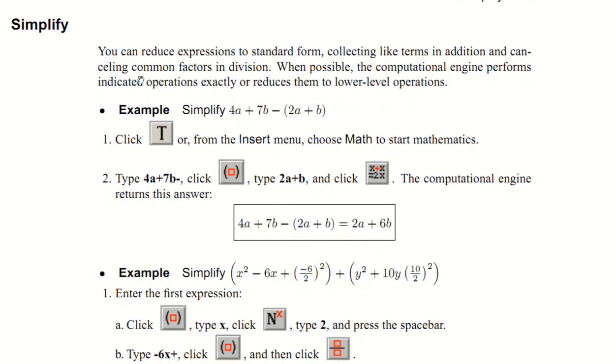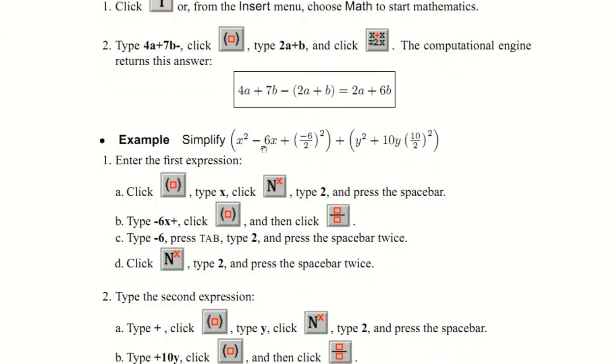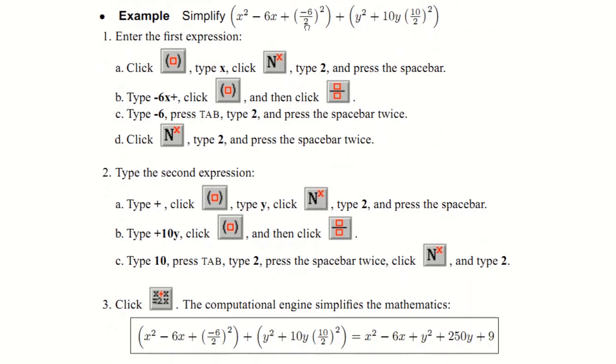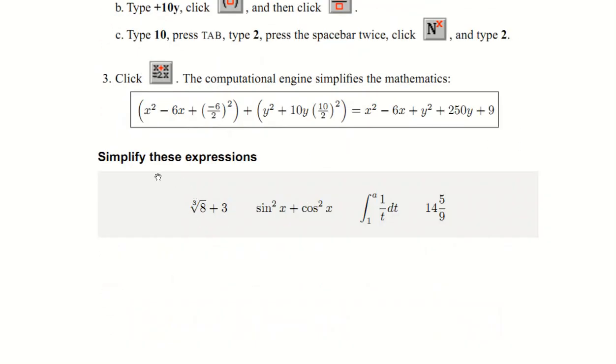Now the simplify command. You can reduce expressions to standard form by collecting like terms in addition and cancelling common factors in division. When possible, the computational engine performs indicated operations exactly or reduces them to lower level operations. Here this expression is simplified in this form. The result is 2a plus 6b. Moreover, this expression is simplified in this form. You should try yourself to simplify these expressions.